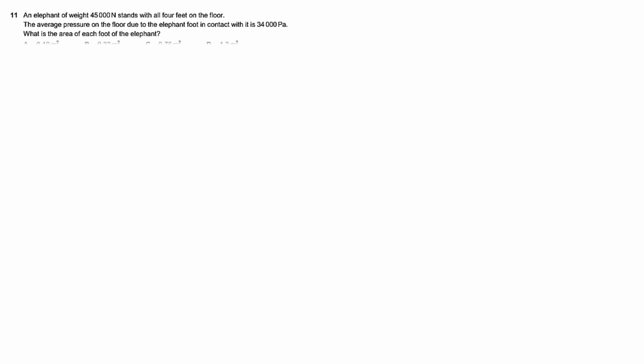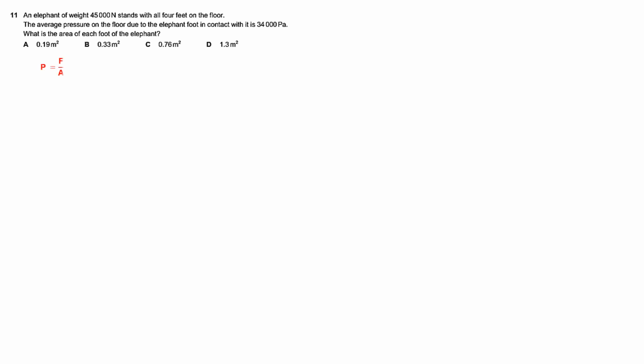Question 11. An elephant of weight 45,000 newtons stands with all 4 feet on the floor. The average pressure on the floor due to the elephant foot in contact with it is 34,000 pascals. What is the area of each foot of the elephant?